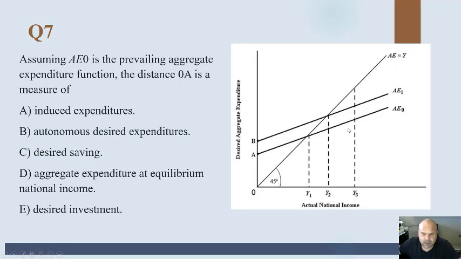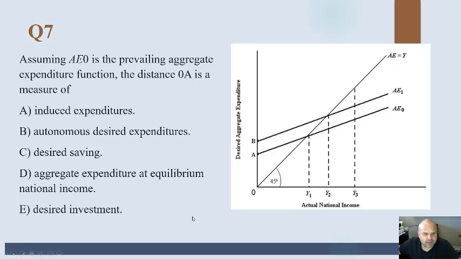Next question. So here we have our aggregate expenditures model, or the Keynesian cross. We have our 45-degree line, and we have two aggregate expenditures curves. And it says, assuming that AE0, this one here, is the prevailing aggregate expenditures function, the distance 0A is a measure of, so hit pause.